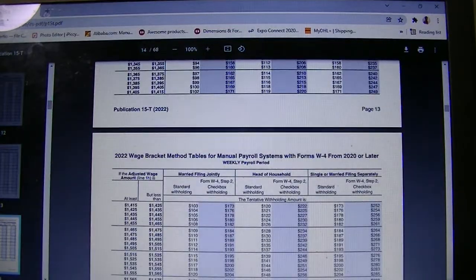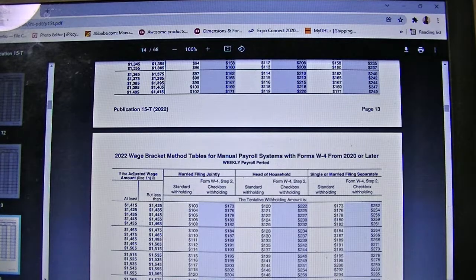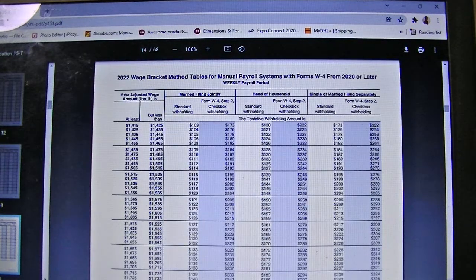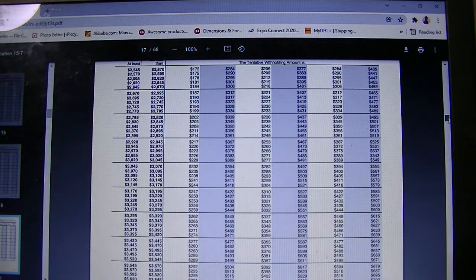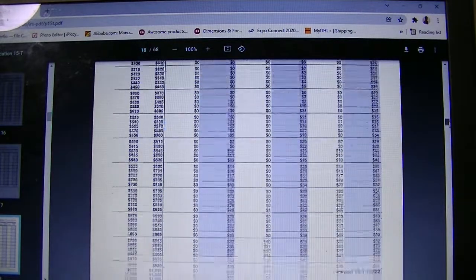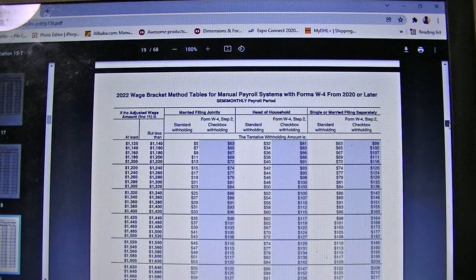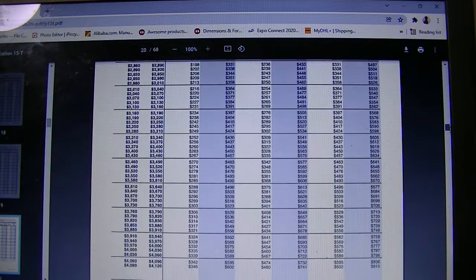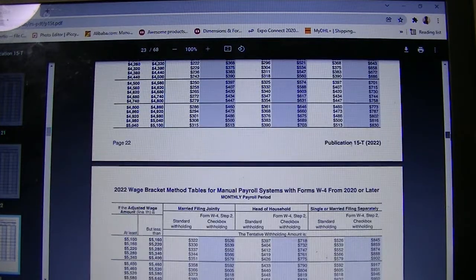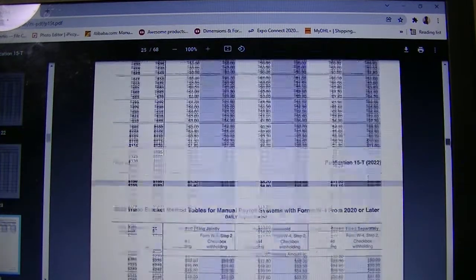So that's one option, or the second option as well. You can use the wage bracket method table for manual payroll system, and you can find what you withhold. If that's just you and you pay yourself, like in the instance we are using, I collect $200 out of the business, and only one time toward the end of the year in quarter 4, what I like to use is to just scroll to the bottom.